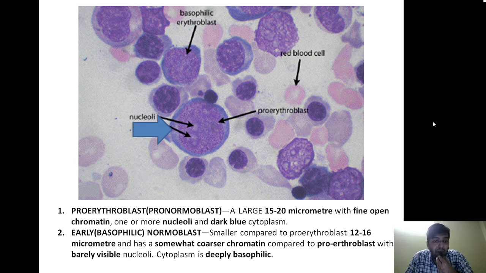Now if you compare, it is the largest cell, around 15 to 20 micron. It is having an open chromatin, prominent nucleoli, and a dark blue cytoplasm.